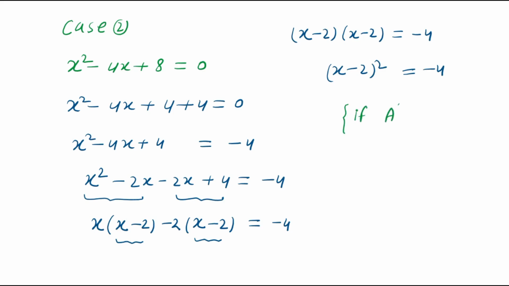If a² = b, this implies the value of a is equal to ± square root of b. If we apply this rule, then you can say x - 2 is equal to ± square root of -4. On the left hand side x - 2, and on the right hand side ± square root of -4. Then x - 2 is equal to ± square root of -4, which is the same as square root of 4 times -1.